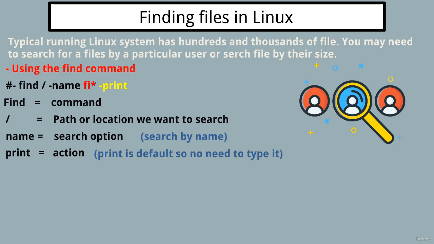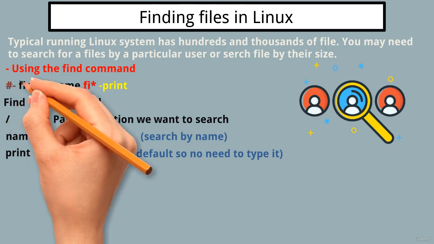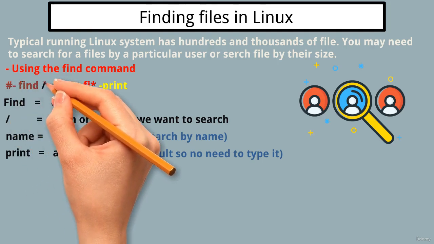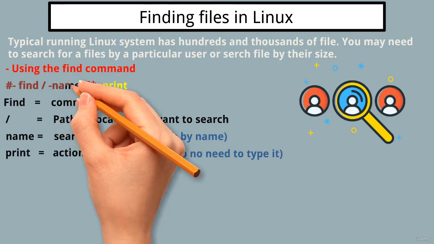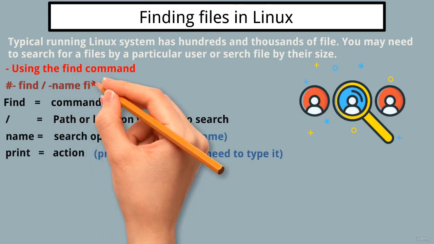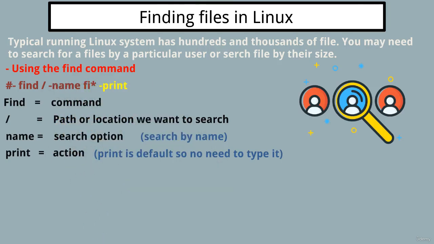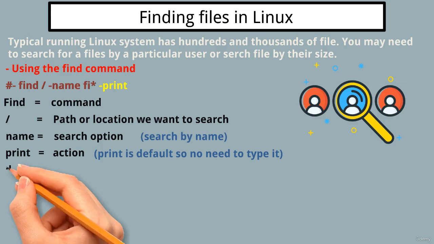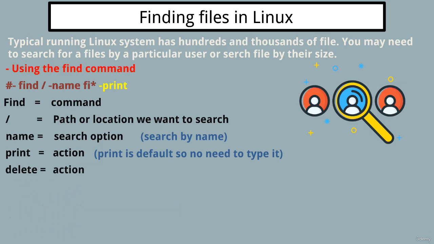Let's say we were not using the print option, and we were just finding some file under root, and the name of the file is this, and then we want that file to be deleted. In that case, we can remove the print option and add the delete option, and that's an action. There are many actions that you can apply, including print, including delete, and that's how you use that command.